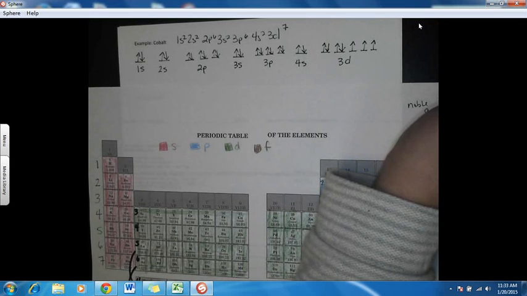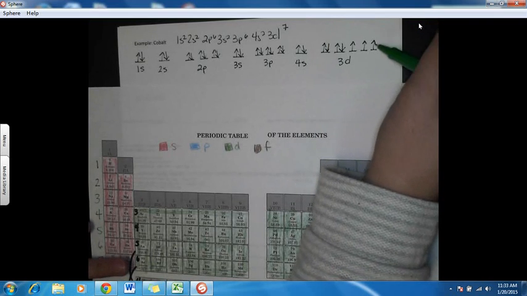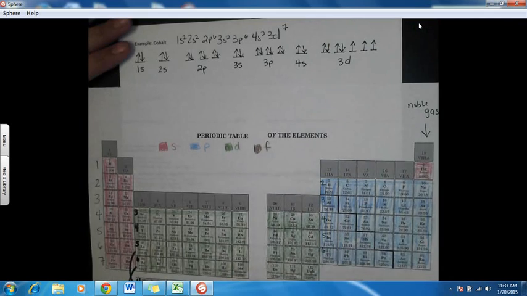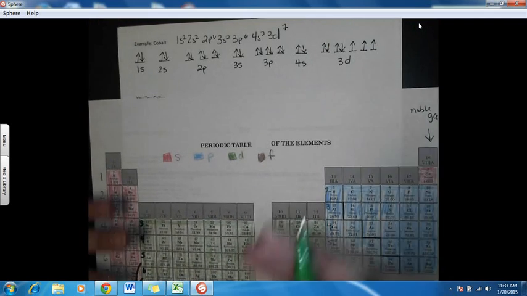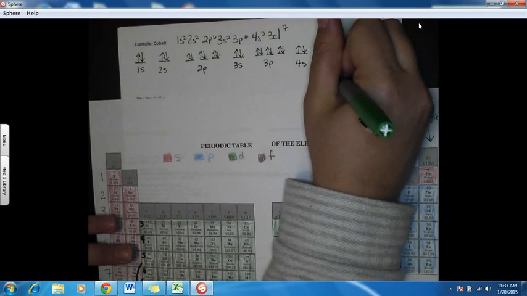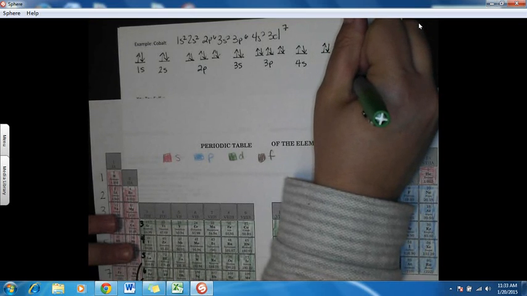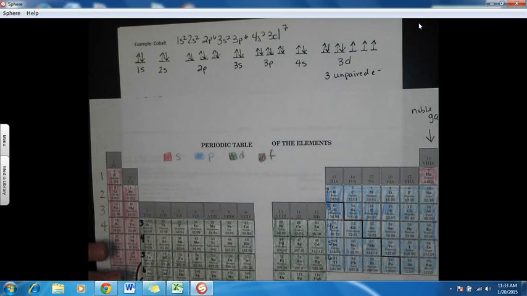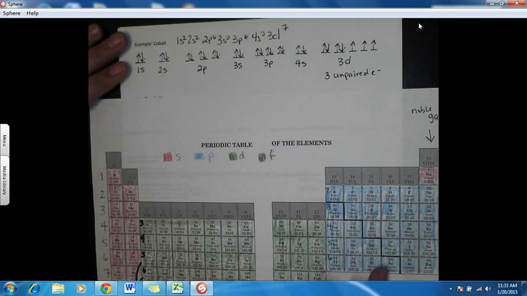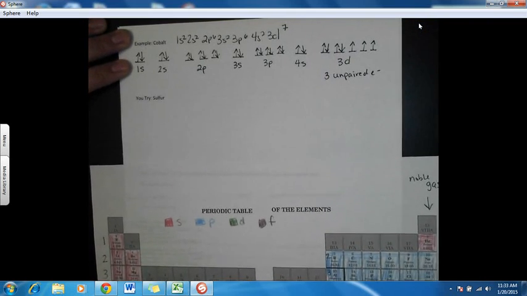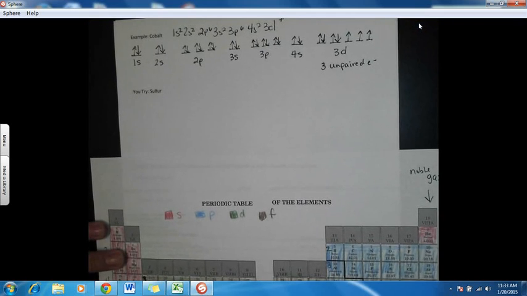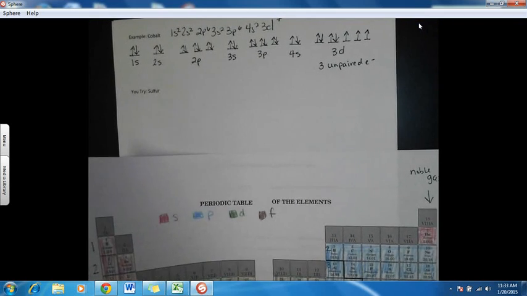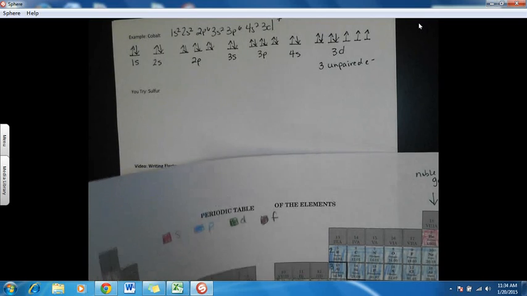Okay? In this case, we would have 1, 2, 3 electrons which are unpaired. That's going to be important for a lab we're going to do, but there are 3 unpaired electrons, meaning there are 3 electrons which are in an orbital all by themselves. Alright, so I want you to try sulfur and have that ready for class tomorrow.